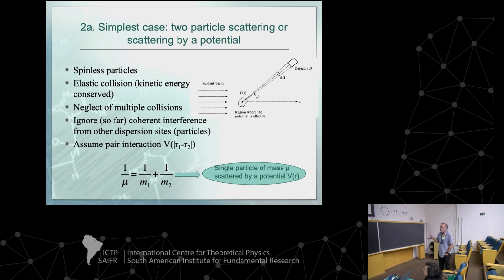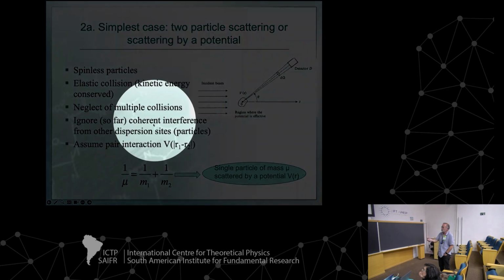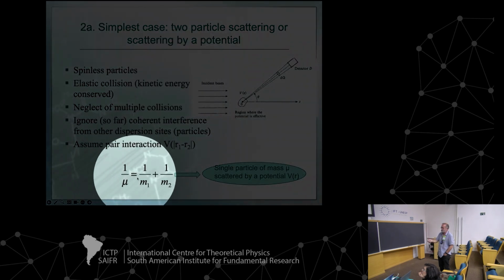We ignore, so far, the coherent interference with other dispersion sites, because we are just considering one single dispersion site. And we assume a pair interaction between the incident particle and the sample, right? So we have two masses, the mass of the sample and the mass of the scatterer, and the relevant quantity will be the reduced mass, which is just formulated like that.